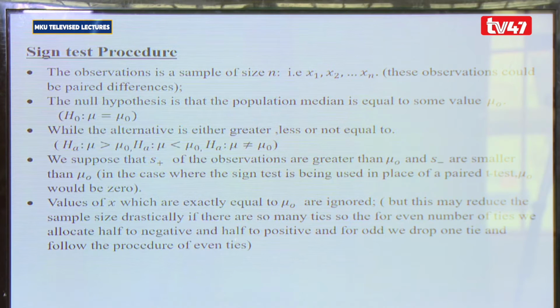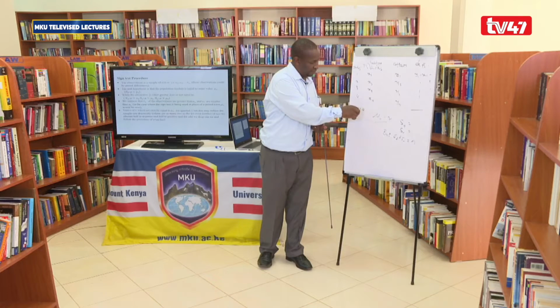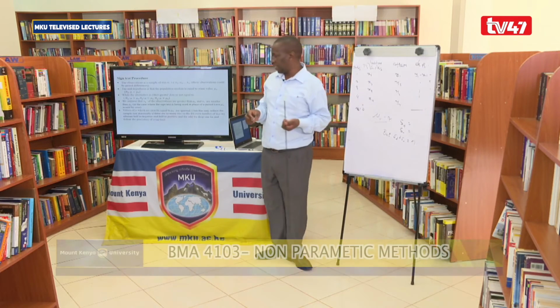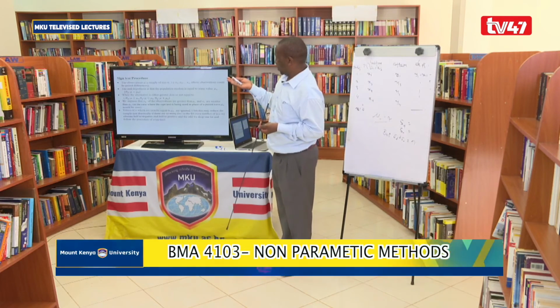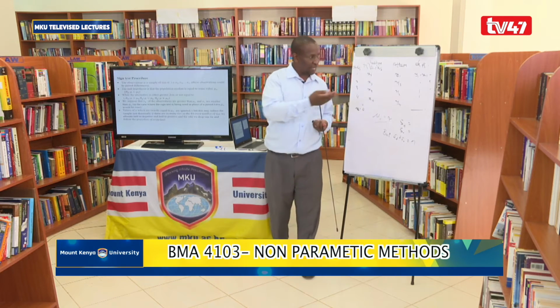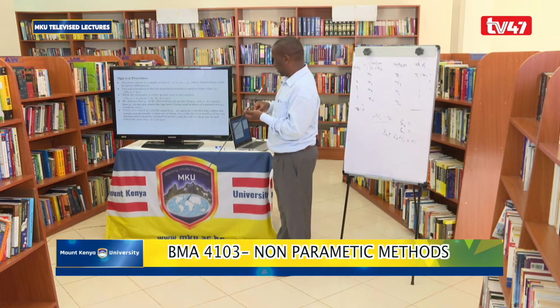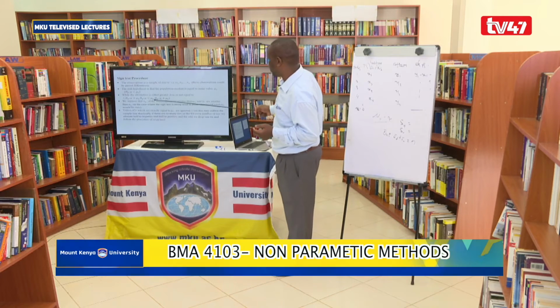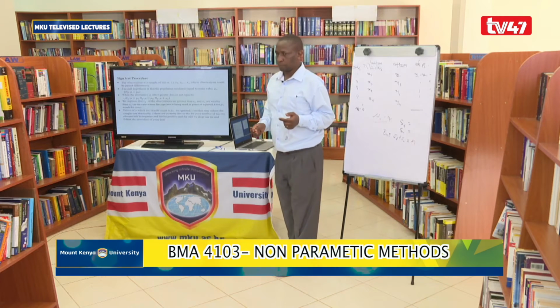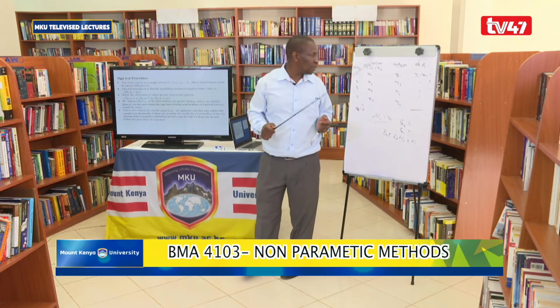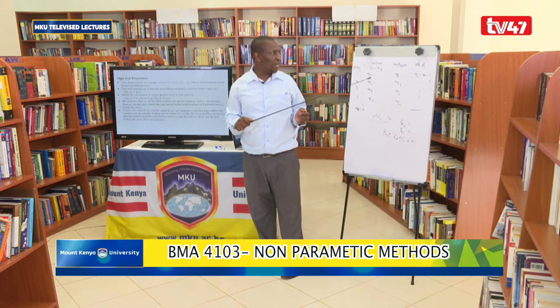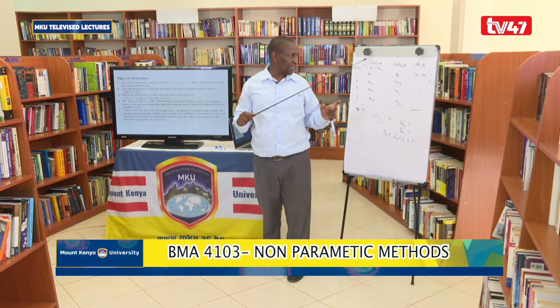We may have some values that will be equal to our mu naught, so that the difference is equal to 0. So we do not have a sign in that case. We shall have others which are higher than the mu naught and others that are less. So we do not have a sign. In that case, we drop that value. And that one might end up reducing the sample size, affecting the power of the test.